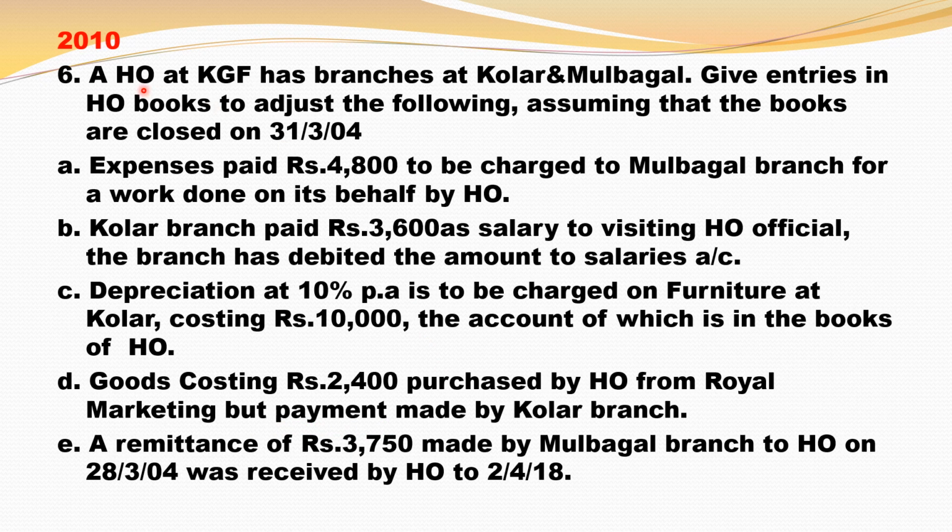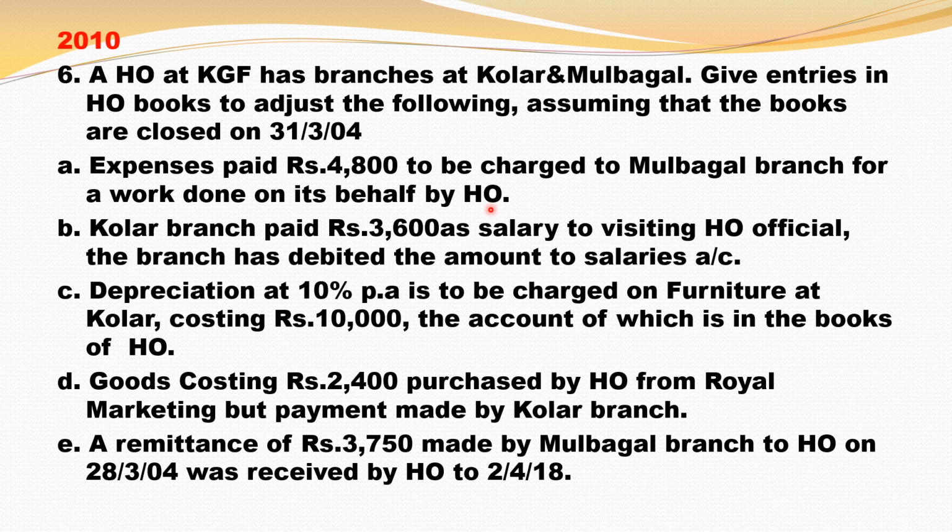So 2010 question paper, students. Head office at KGF has branches at Kolar and Mulbagal. Give entries in the head office books to adjust the following, assuming that books are closed on 31st March. Expenses paid 4,800 to be charged to Mulbagal branch for the work done on its behalf by head office. So it's an expense to Mulbagal branch and it is paid by head office.